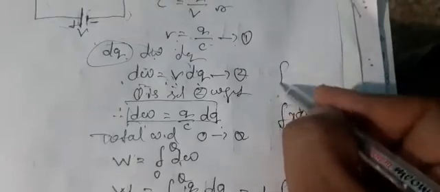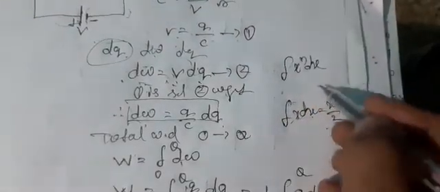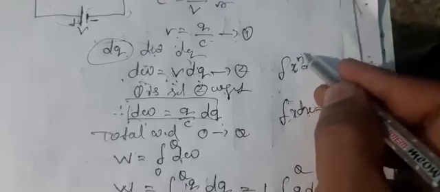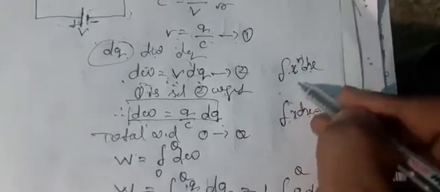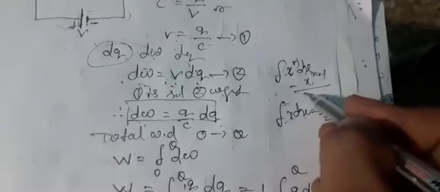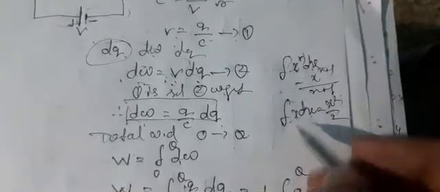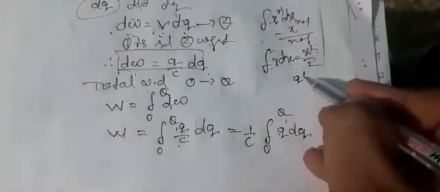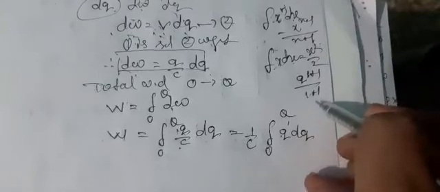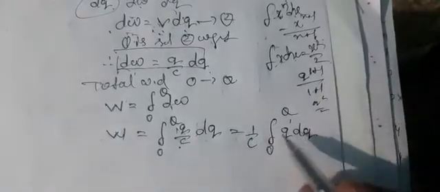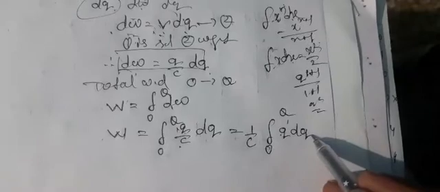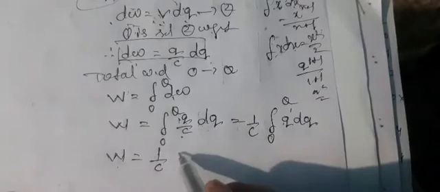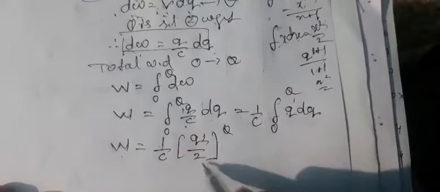One more formula: the integral of x power n dx, where n is an integer, is x power n plus 1 divided by n plus 1. As q power 1 is there, that is q power 1 plus 1 divided by 1 plus 1, that is q square by 2. So the integral of q with respect to dq gives the total work done W is equal to 1 by C times q square by 2, with upper limit q and lower limit 0.